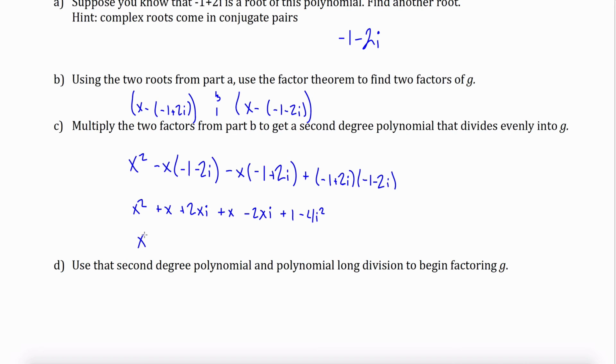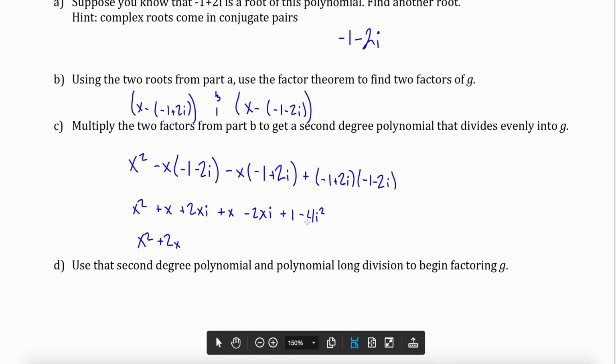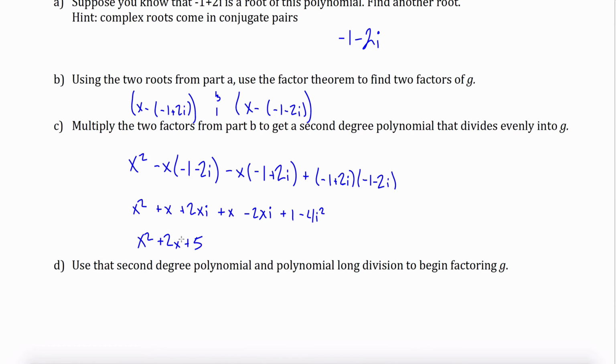So I got an x squared. I got an x and another x to give me 2x. I got a 2xi and a negative 2xi. Those cancel out. And a 1 plus 4, because i squared is negative 1, gives me a 5. And this is looking a lot nicer. This only has real coefficients.